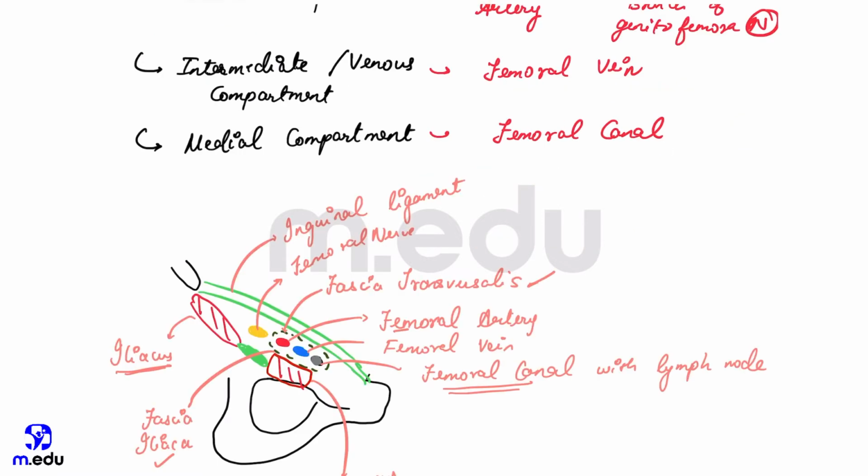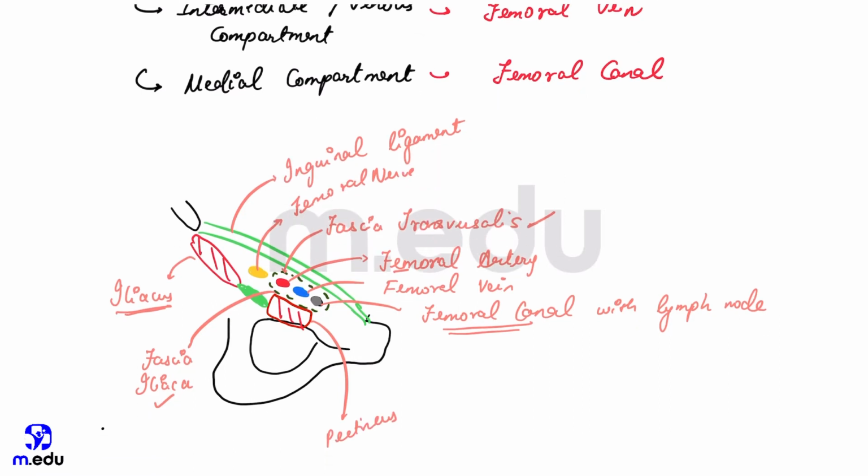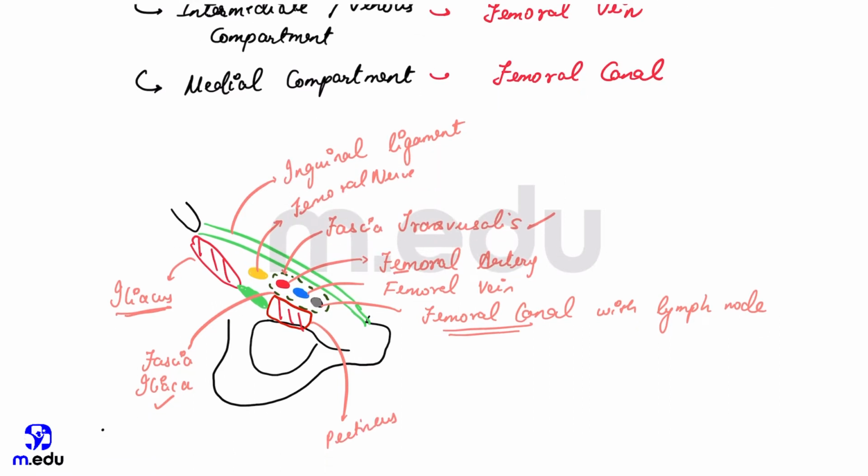So now we'll look at the contents and the boundaries of the femoral sheath with the help of a simple diagram. We can look here. Anteriorly, this is the fascia transversalis, which is the anterior wall of the femoral sheath. This is the fascia iliaca that forms the posterior wall of femoral sheath. In the contents, that is the compartments, lateral compartment contains femoral artery and femoral branch of genitofemoral nerve.